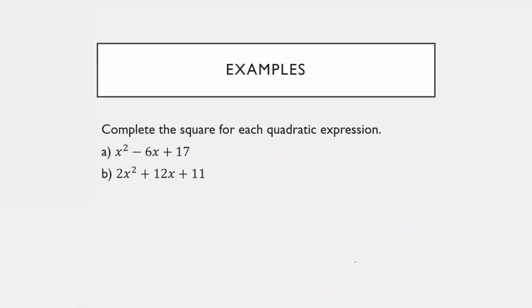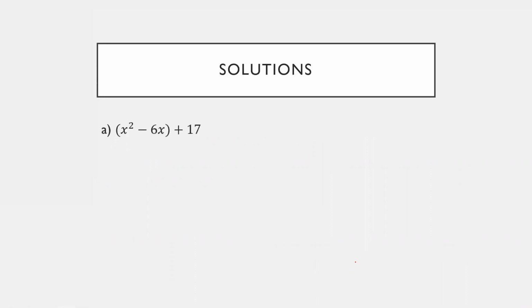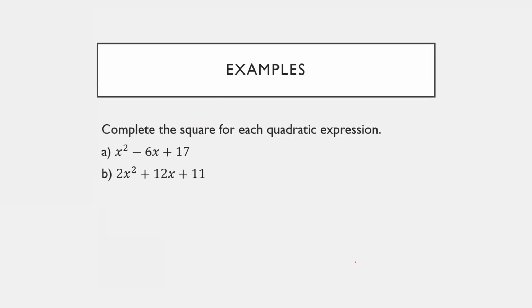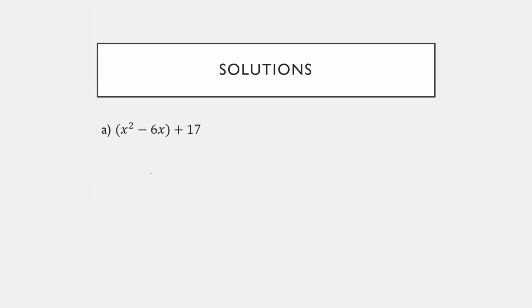So let's do 2 other examples here. We have completing the square in this first one. Let's start with the first one here. We have x squared minus 6x plus 17. So first step, I'm going to put brackets around the first 2 terms, which we just did here. Then I'm going to take my middle term, which is negative 6, and divide it by 2, and then square that. So when I do that, I end up getting negative 3, and I square it.